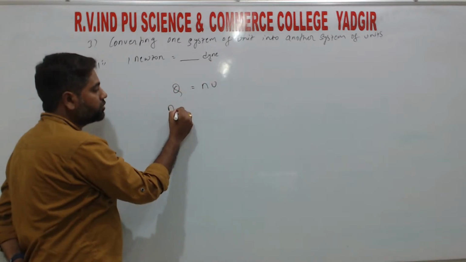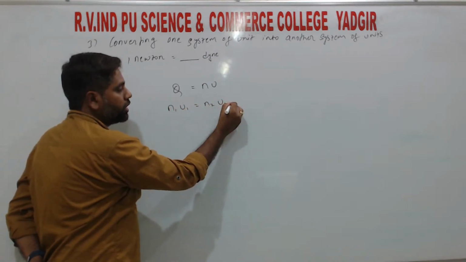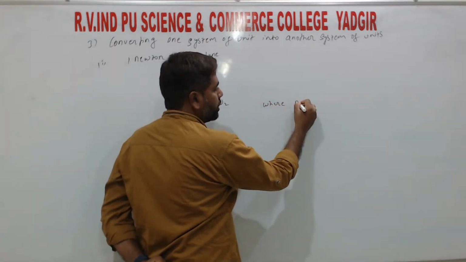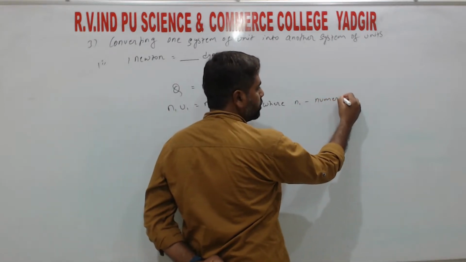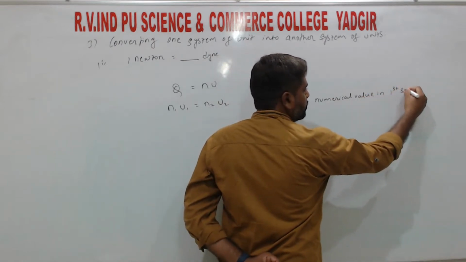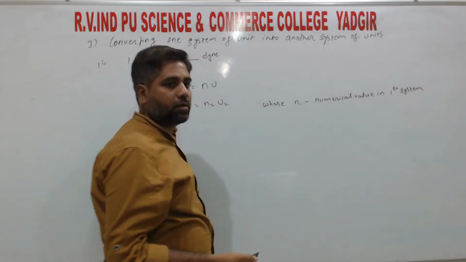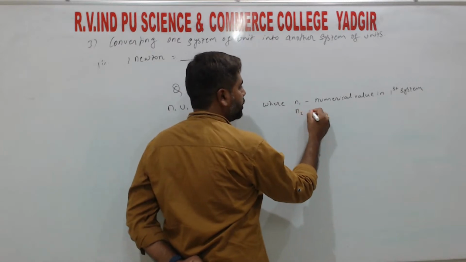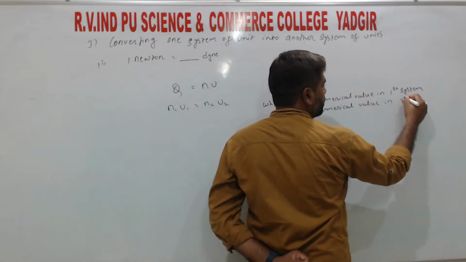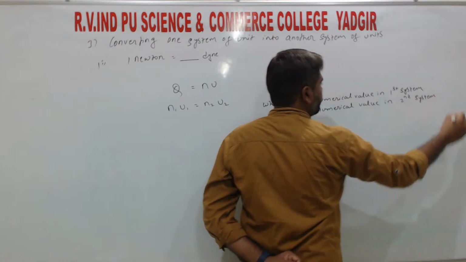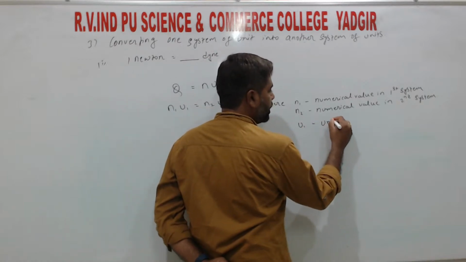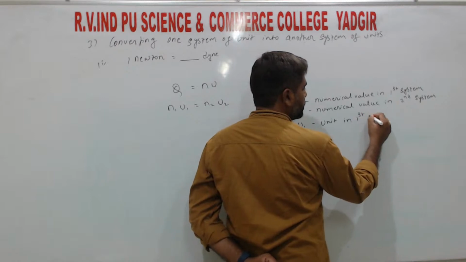So that's why we can take that as N1 U1 is equal to N2 U2, where N1 is the numerical value in the first system, in the same way N2 is the numerical value in the second system, and U1 is the unit in the first system.